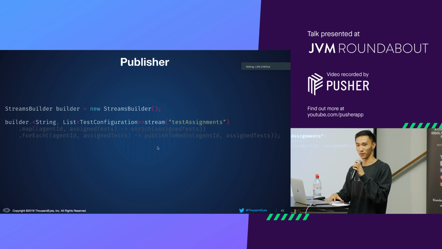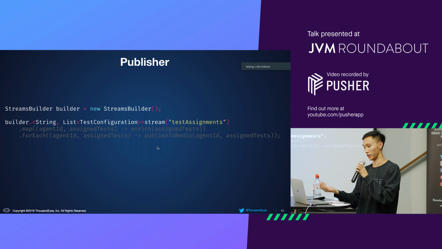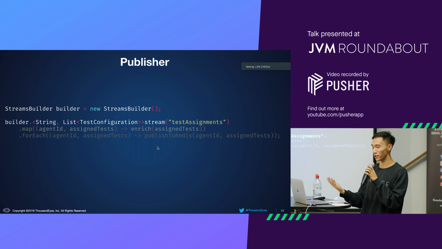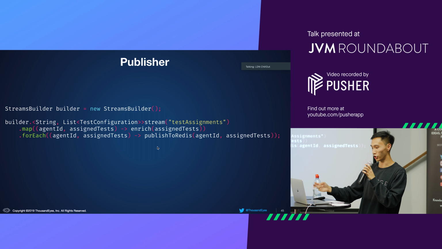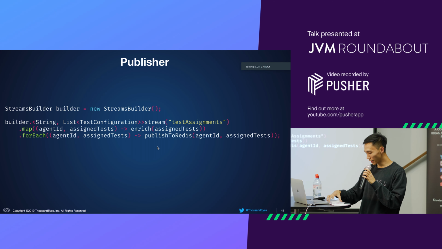It's another Kafka Streams application, surprise, surprise. This time, it's listening to the test assignments, which, if you recall, is the output of the scheduler. It then enriches it with some metadata. And then for each enriched test, it pushes it to a Redis topic. Now, Redis topics are kind of different from Kafka topics in that they're fire and forget. So if no one is listening to a Redis topic, the message just disappears. But the good thing about that is they're super lightweight and pretty easy to scale and manage.